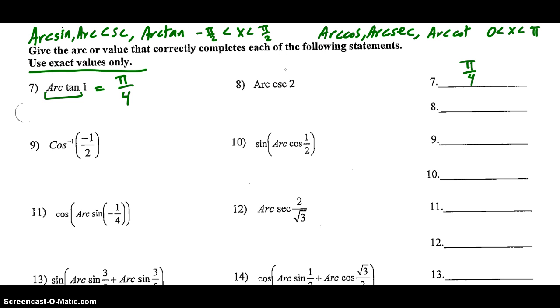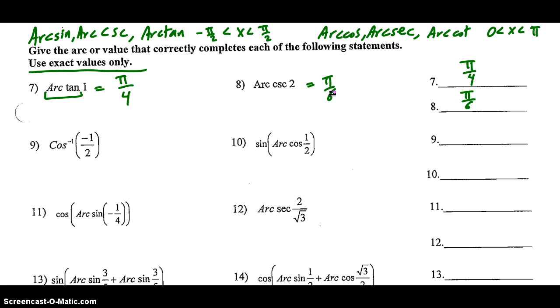Number 8, arc cosecant of 2. So for what angle is the cosecant 2? Cosecant, again, arc cosecant is between negative pi over 2 and pi over 2. Obviously it's positive, so it has to be in quadrant 1. So the cosecant is 2 at pi over 6. And again, this is just straight from your table, right? This shouldn't be a huge deal here.